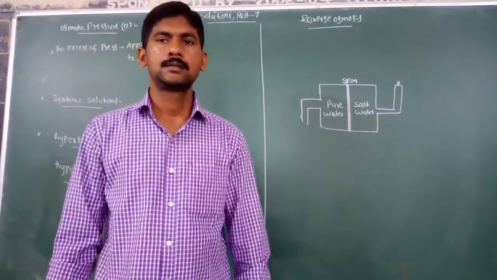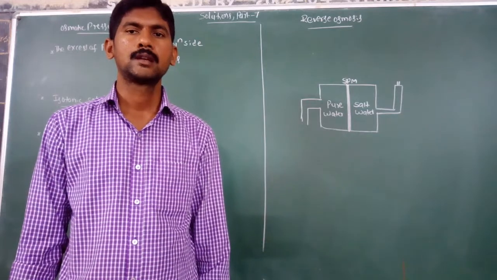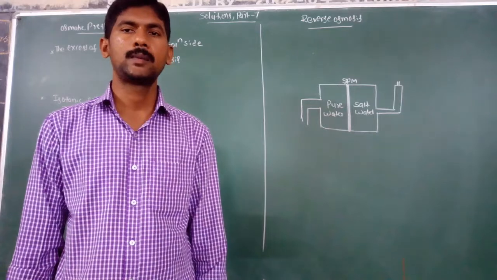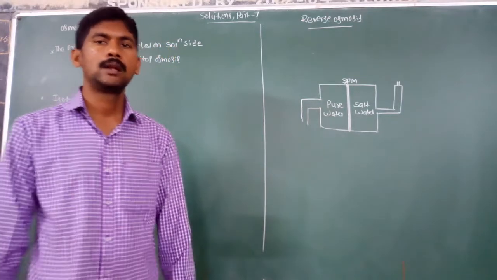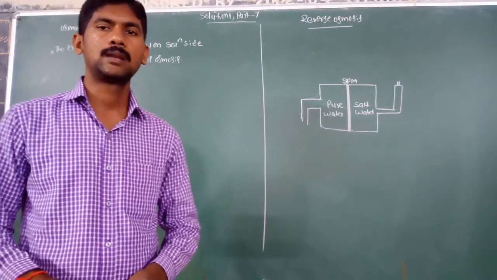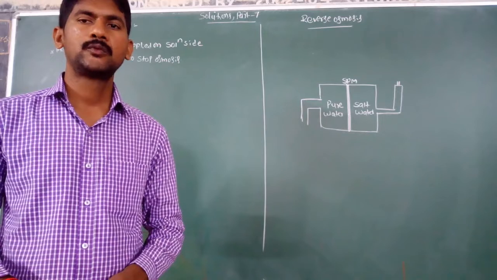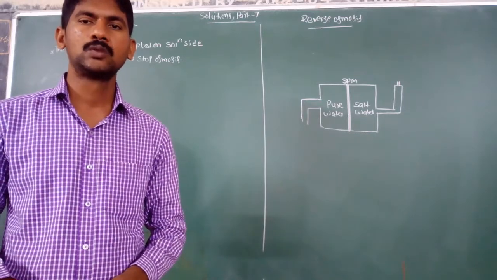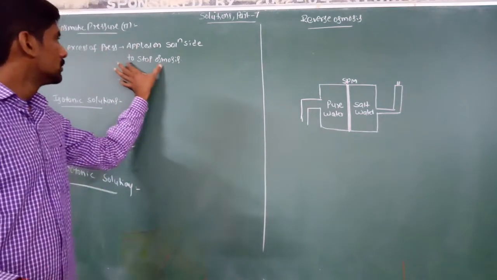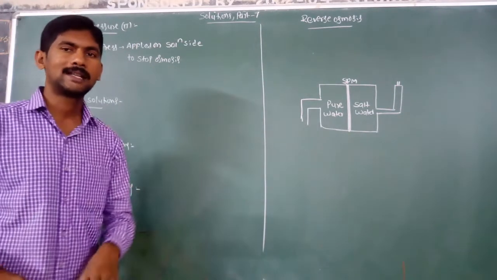Good morning, dear students. In the previous class, we had discussed all colligative properties: relative lowering of vapor pressure, elevation in boiling point, depression in freezing point, and osmotic pressure. These four are important colligative properties. These four depend on the number of solute particles present in the solution. This we had already discussed, but once again we recall osmotic pressure.